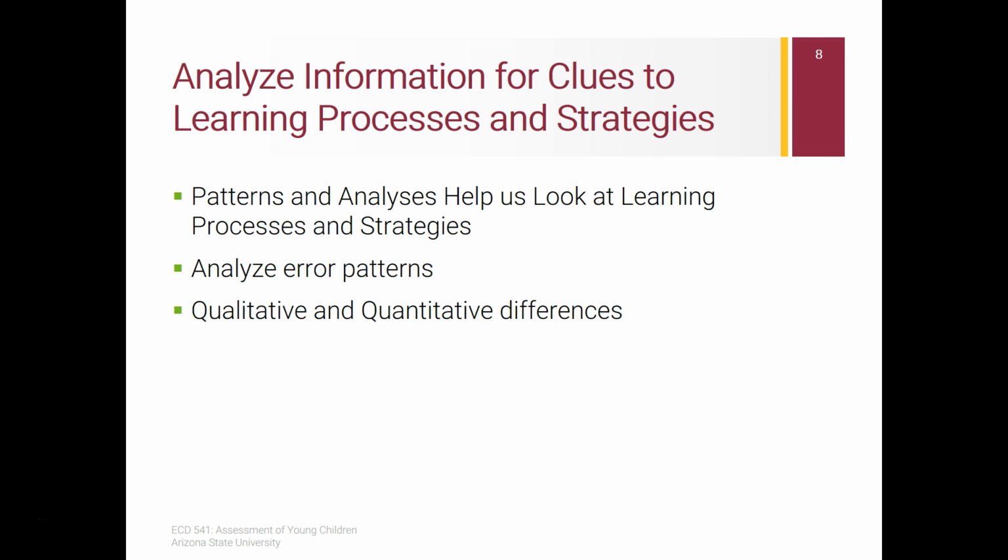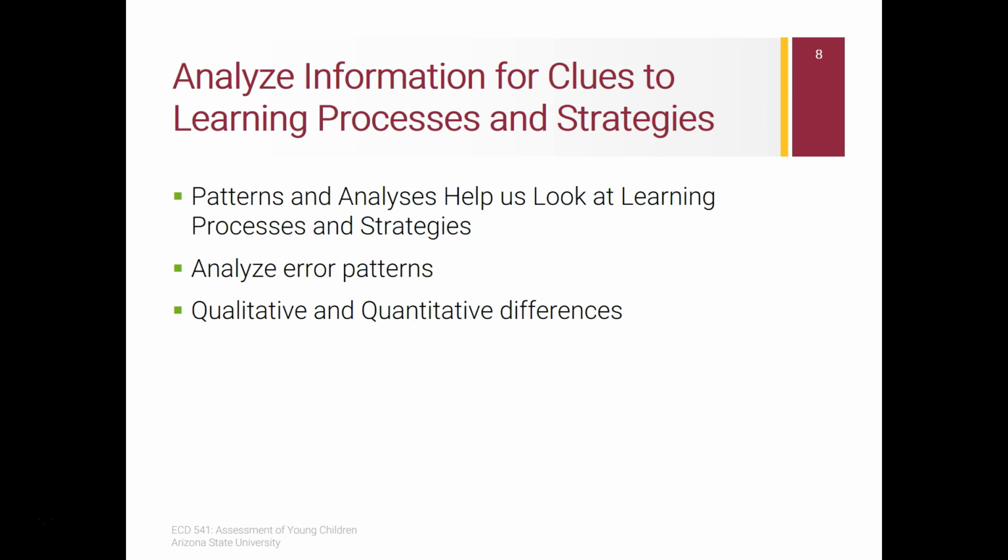Learning processes and strategies refer to the ability to relate present learning to prior knowledge, construct theories and generalizations, transfer learning to another situation, or use prompts, hints, and clues. These are not easy to interpret. Patterns and analyses help us look at learning processes and strategies. Examples of underlying mental processes are: how well can the child focus attention or remain undistracted? Can she regulate her emotions well enough to interact successfully with children or with adults?